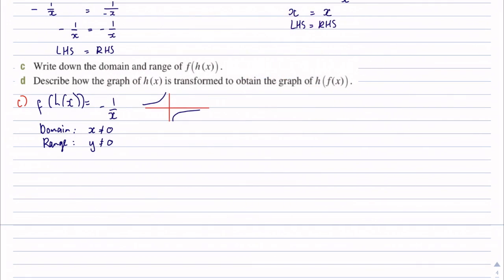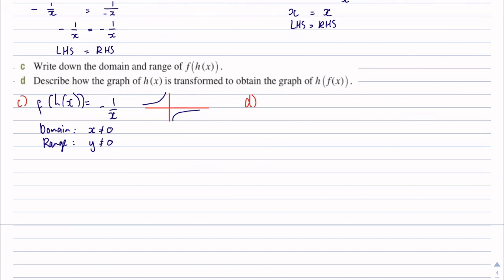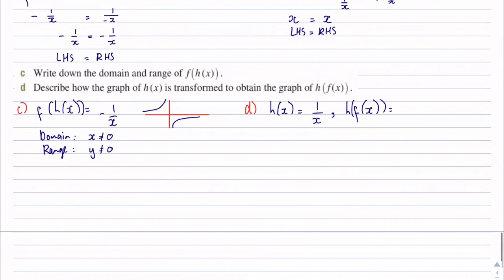And for D, h of x equals 1 on x. H of f of x came out as -1 on x. So the negative out the front meant that it was reflected in the x axis. Turned upside down. That's question 8.